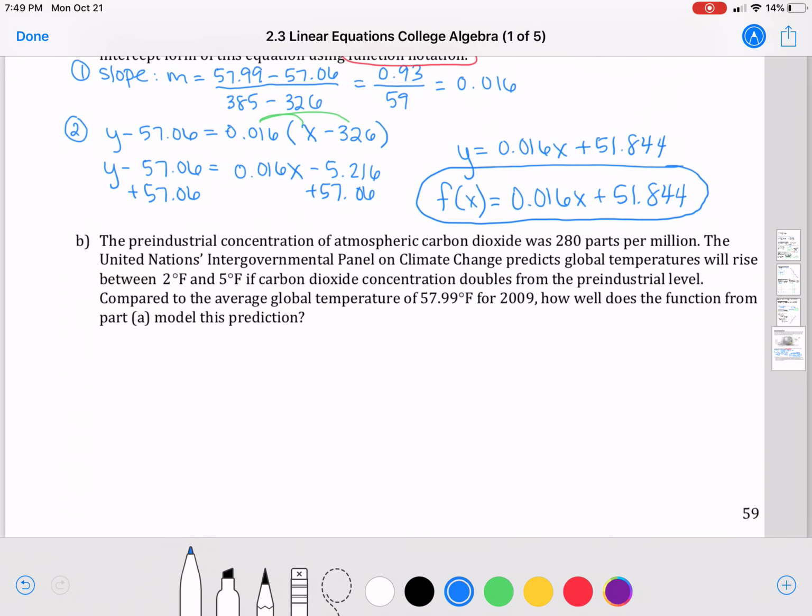All right, then part B. The pre-industrial concentration of atmospheric carbon dioxide was 280 parts per million. The United Nations Intergovernmental Panel on Climate Change predicts that global temperatures will rise between 2 degrees and 5 degrees if carbon dioxide concentration doubles from the pre-industrial level. Compared to the average global temperature of 57.99 degrees for 2009, how well does this function from Part A model this prediction?